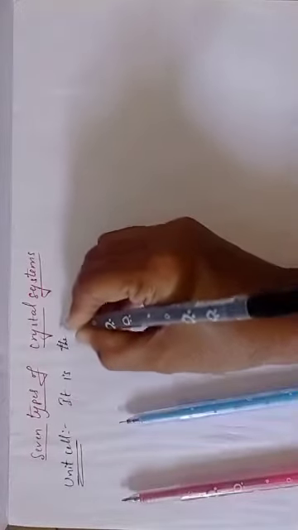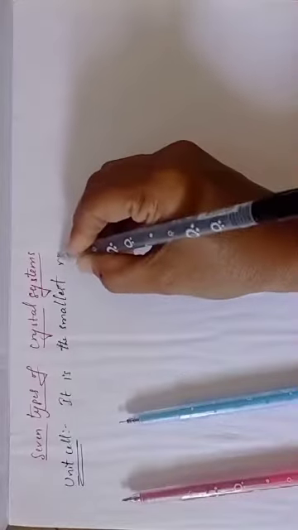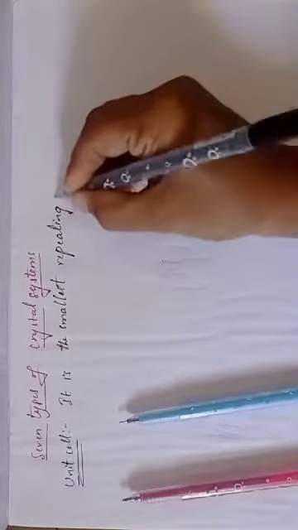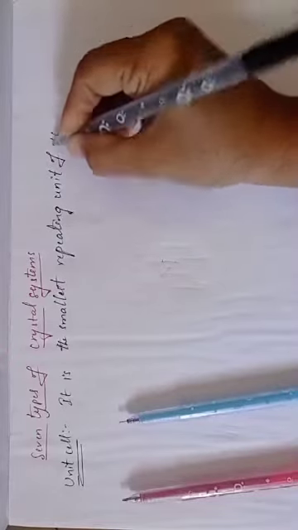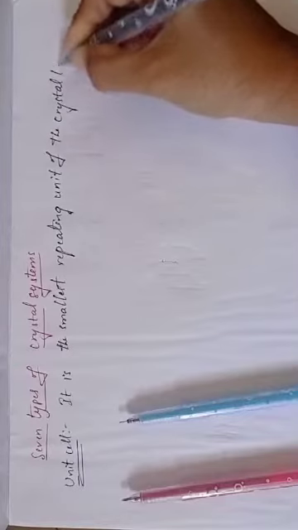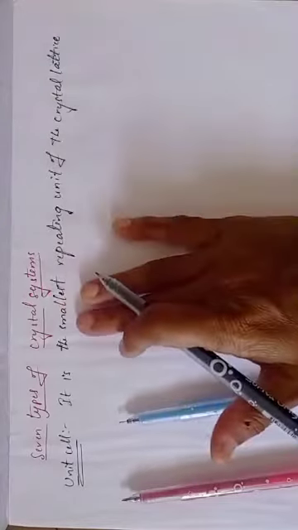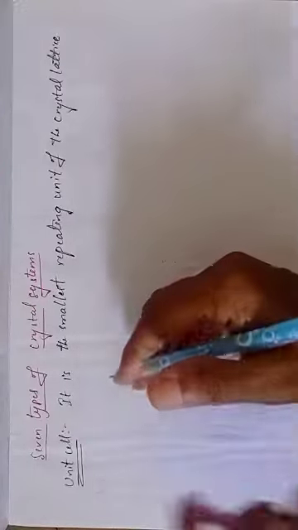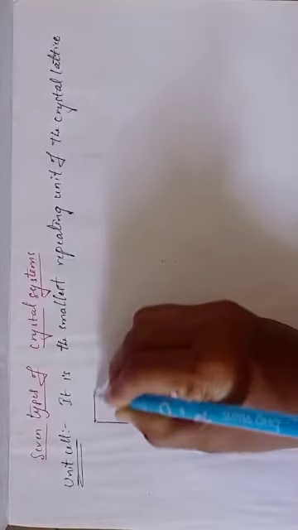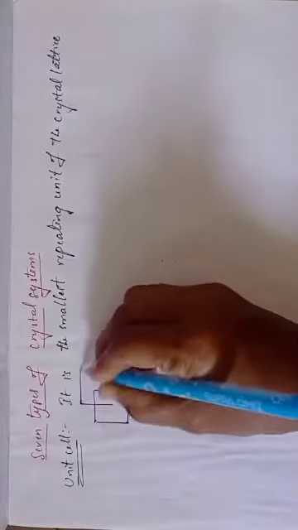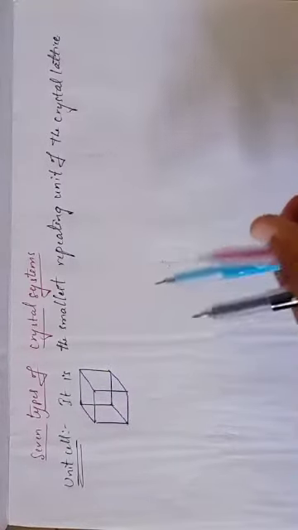So first I will write the definition. It is the smallest repeating unit of the crystal lattice. Okay, it is called unit cell. Clear? This is the smallest repeating unit of the crystal lattice. Okay, now I'm taking the unit cell, students. See here the diagram. This is unit cell.